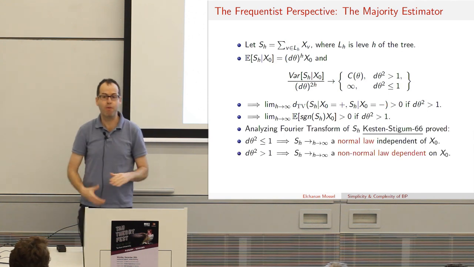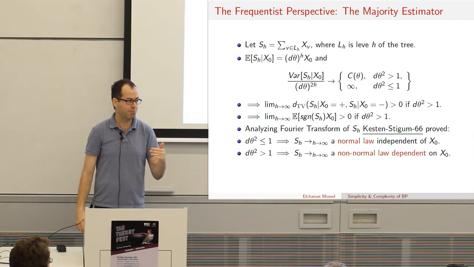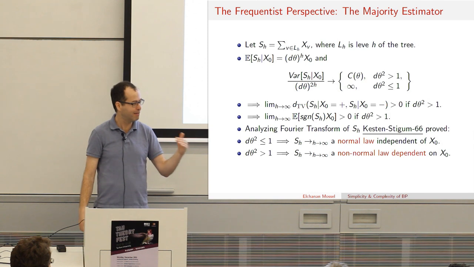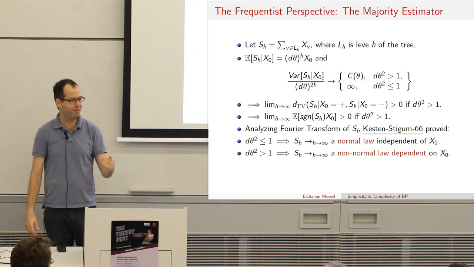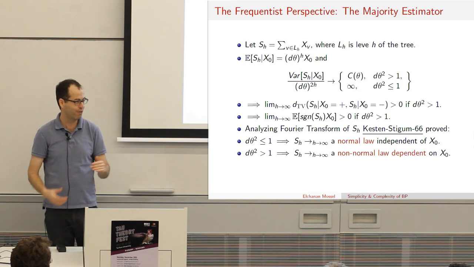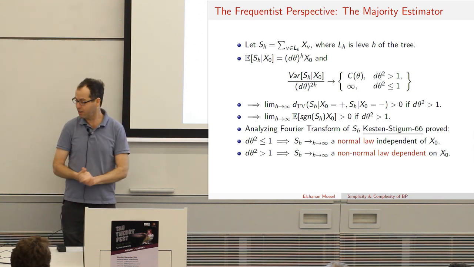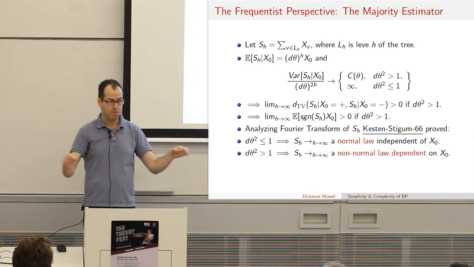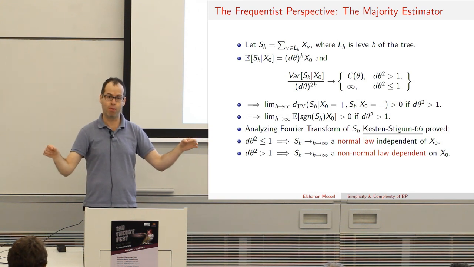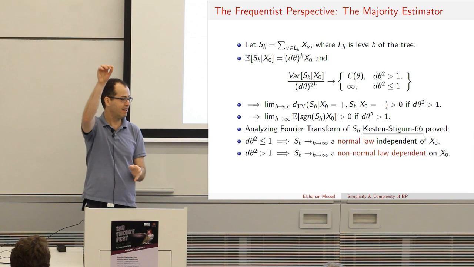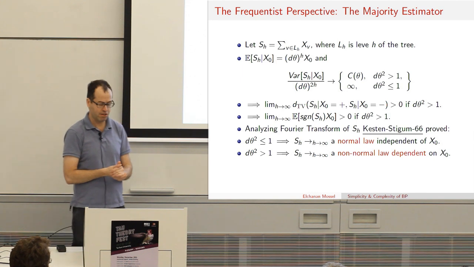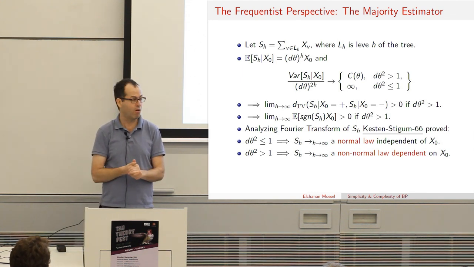In fact, people in probability could do that much earlier. Kesten and Stigum, in a paper that is famous today, though nobody read it for 20 years, from 66 to 86 or the 90s, actually computed, grinding through the Fourier transform of this. It's a very hard to read paper, by very smart people. And they proved a much stronger statement. They proved that if d theta squared is less than or equal to 1, the sum is a normal random variable, which people in statistics and probability like, and this normal random variable is completely independent of the root. And if d theta squared is greater than 1, then the sum converges, under appropriate normalization, to a non-normal law that is dependent on the root.